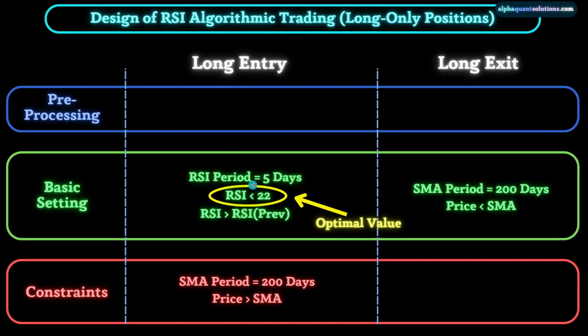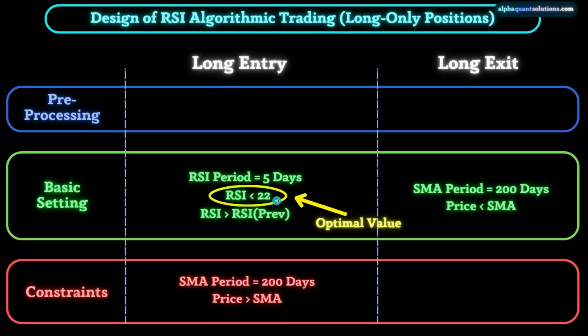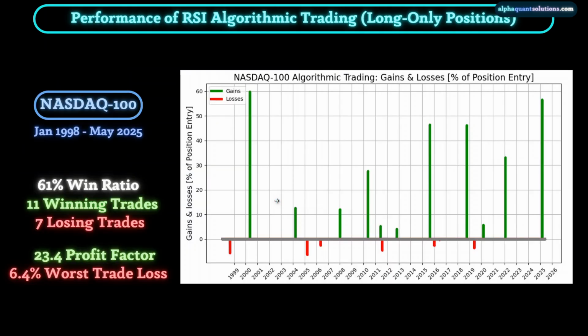Summarizing, this is the logic of the algorithm. So no pre-processing step, a simple basic setting and simple constraints. In the basic setting, we're using now the RSI threshold of 22. And if we look at the performance, so this is what we get for the NASDAQ 100 between 98 and 2025. So we have 18 trades. You see them, the green are the winning trades, the red are the losing trades. 11 winning, 7 losing trades.